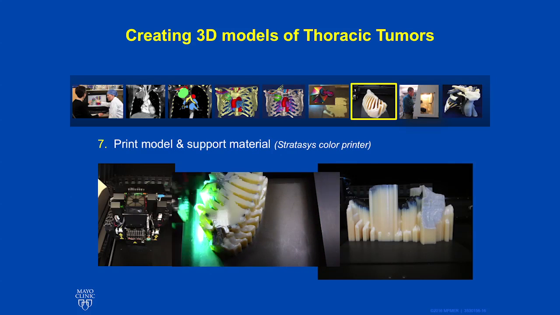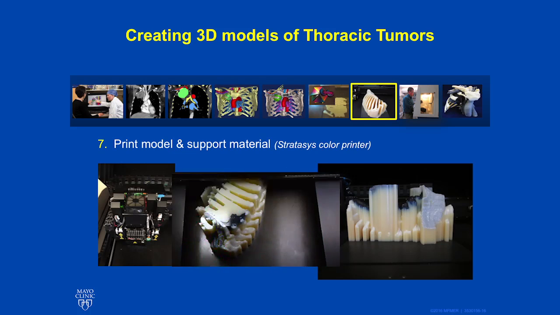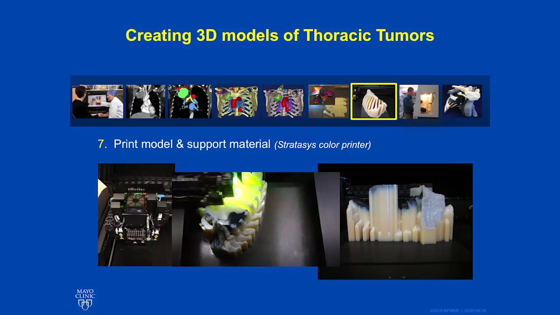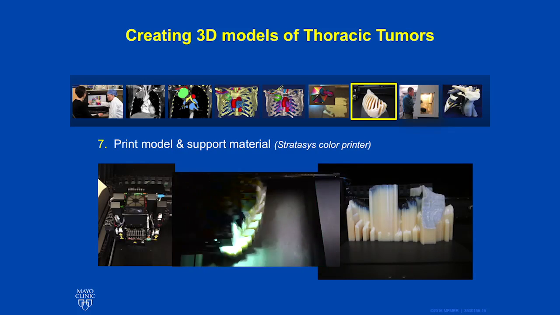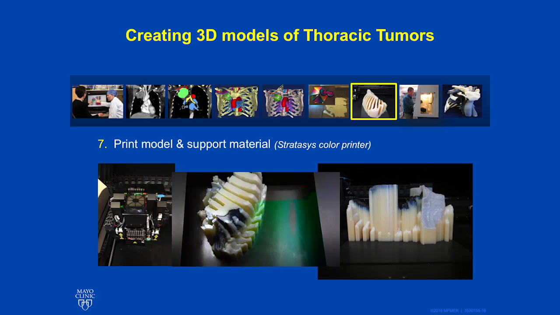Once the printer has completed the 3D model, it can then be washed so that the support material is taken away. Large models, like a Pancoast tumor, may take up to 50 hours to print, and the majority of the cost of 3D printing is associated with the polymer and the time.